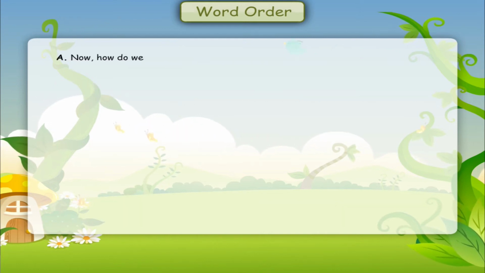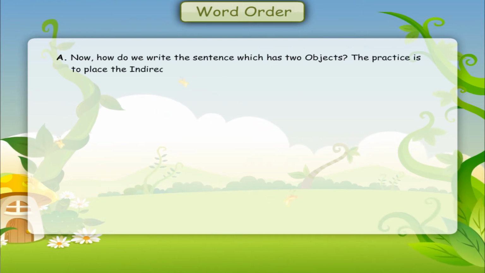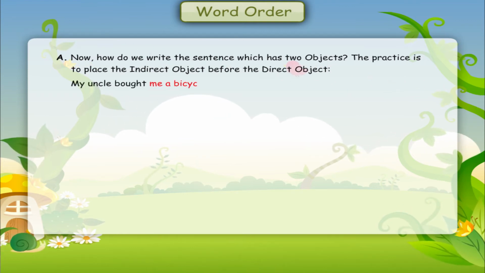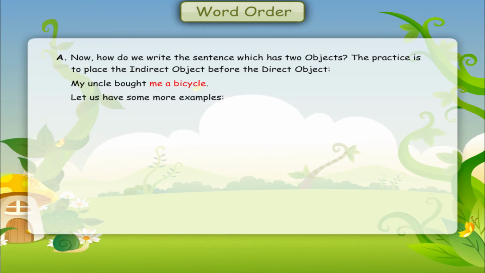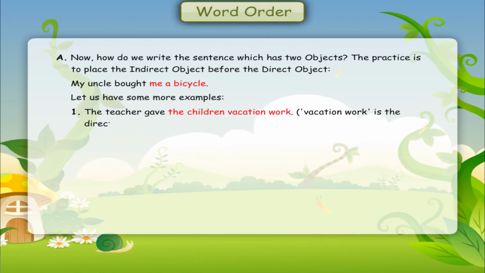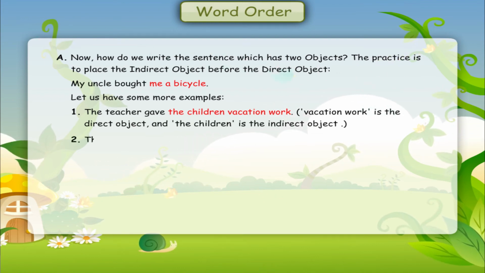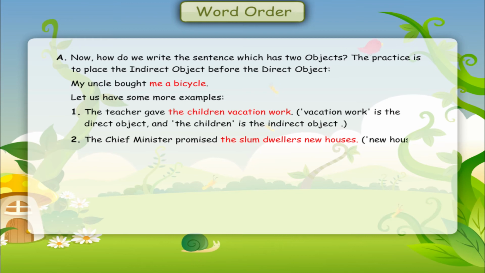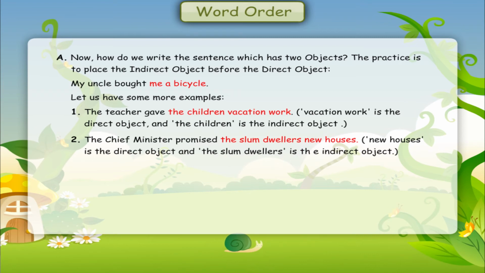Now, how do we write the sentence which has two objects? The practice is to place the indirect object before the direct object. My uncle bought me a bicycle. Let us have some more examples. The teacher gave the children vacation work. Vacation work is the direct object and the children is the indirect object. The chief minister promised the slum dwellers new houses. New houses is the direct object and the slum dwellers is the indirect object.